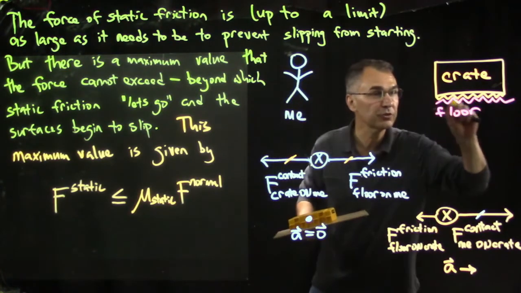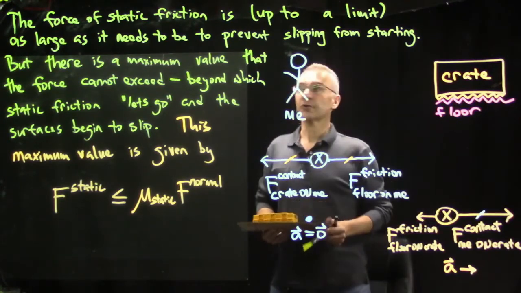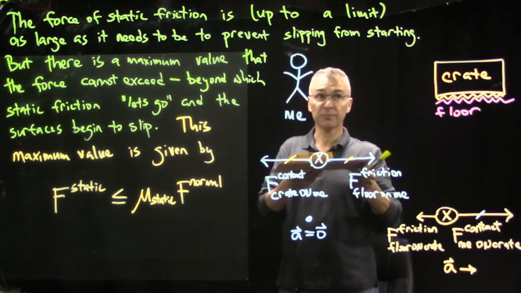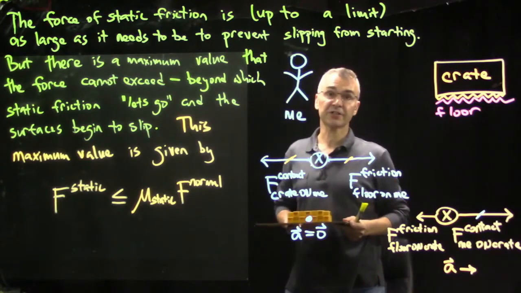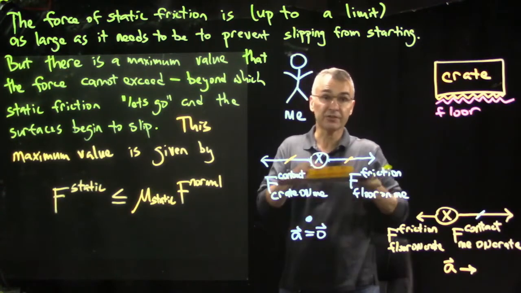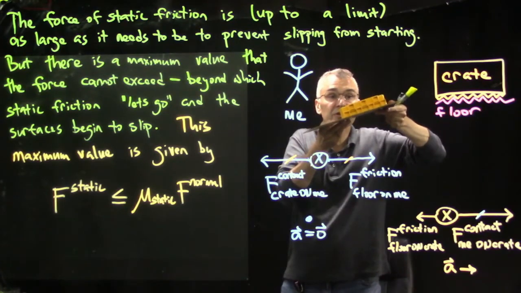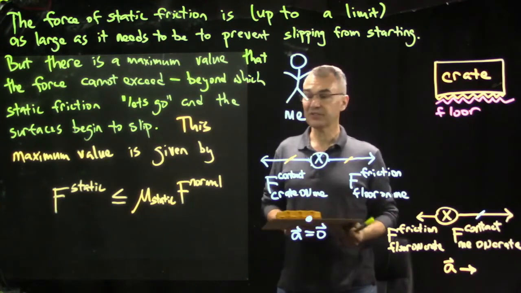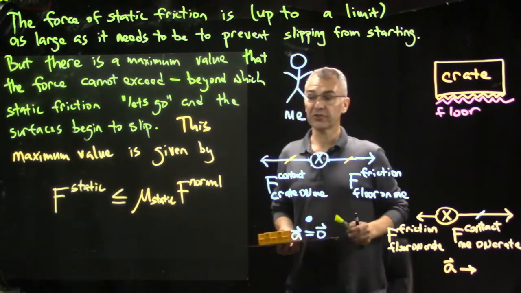So that's just kind of a crude mental model, but I imagine some little pattern of grooves. So the force of static friction is, up to some limit, as large as it needs to be to prevent slipping from starting, but there's some maximum value that the frictional force cannot exceed, beyond which static friction basically lets go and the surfaces begin to slip. So you can see there's no slipping, and then if I pull enough, you see the surfaces start to slip. So this maximum value is given by the normal force times the coefficient of static friction.